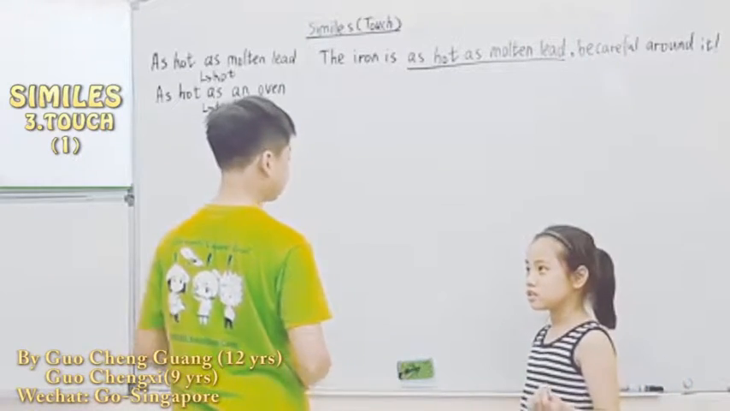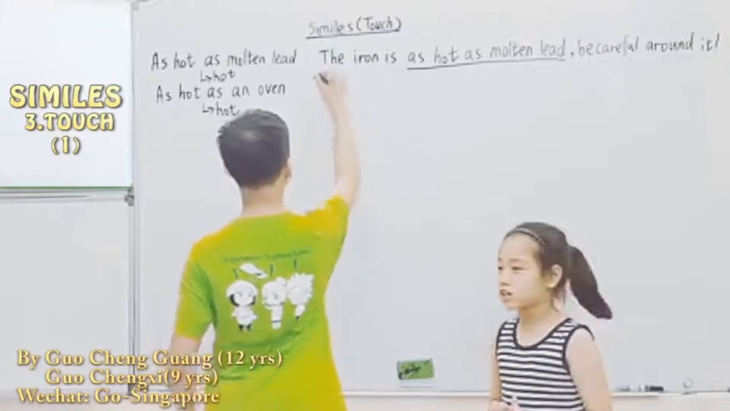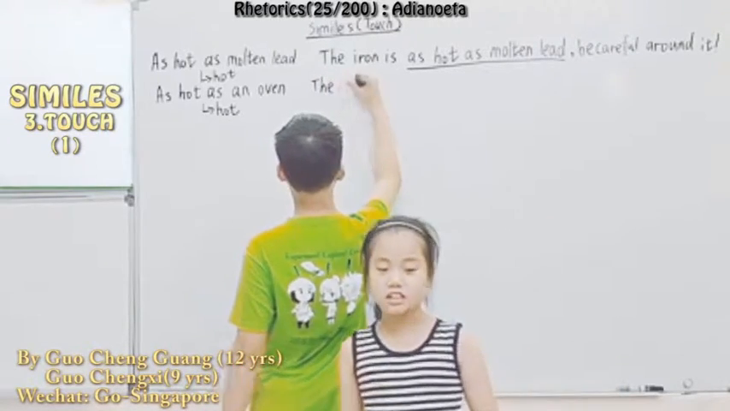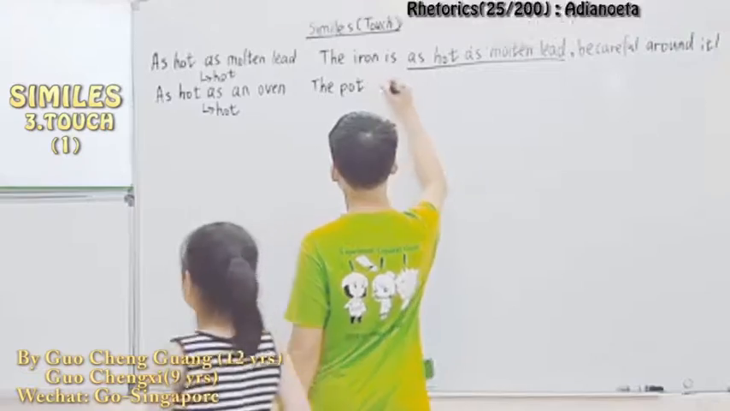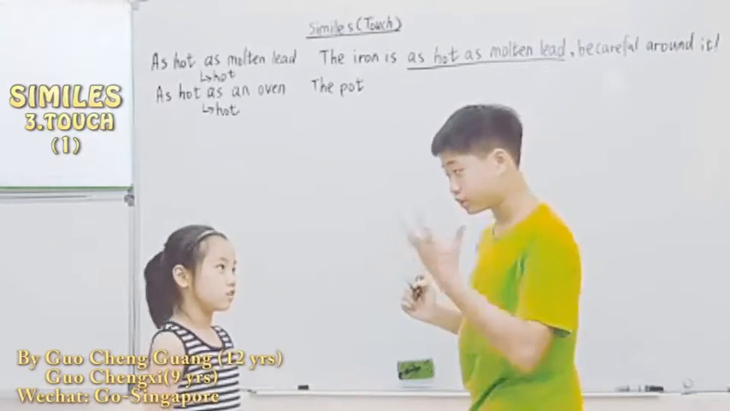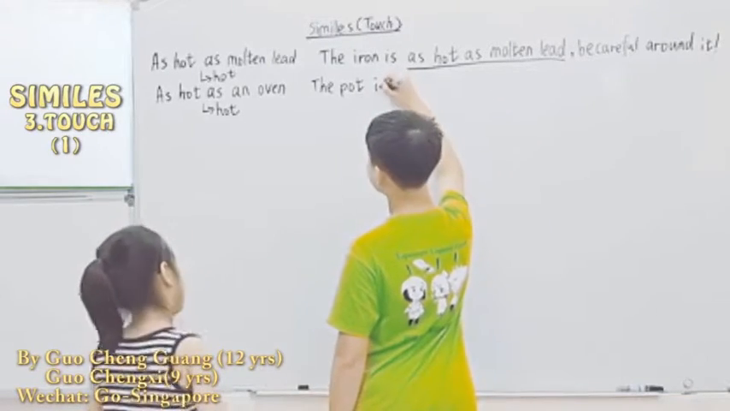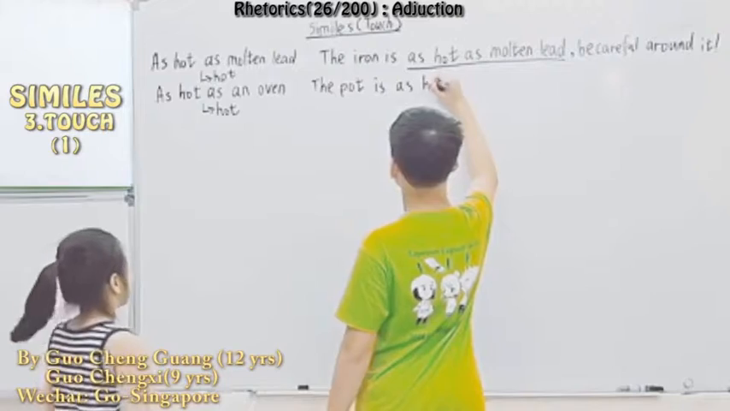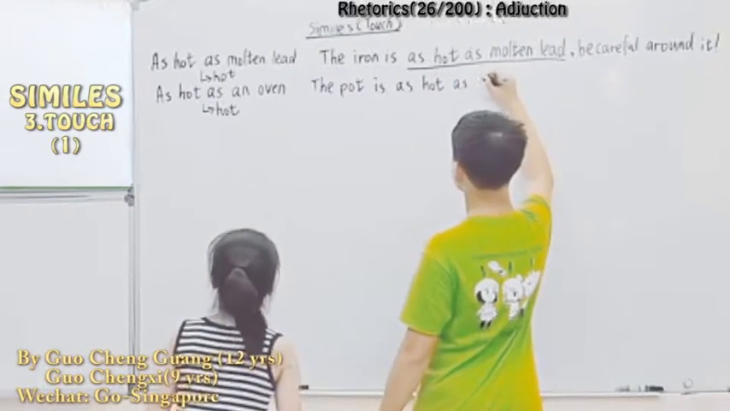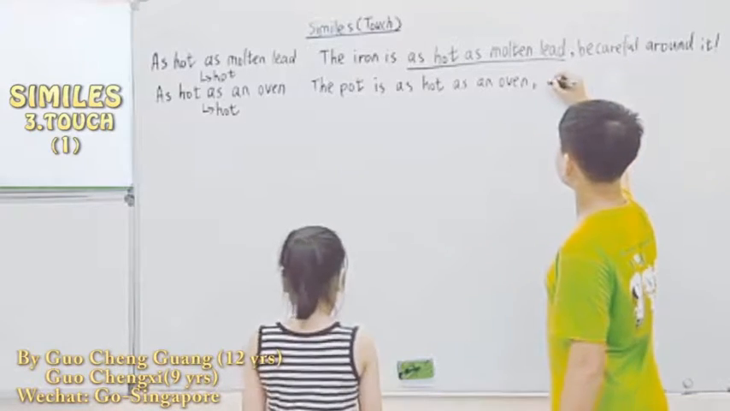The pot. The pot is very hot as it just cooked. It was on the stove for a long time, cooking food just now, right? So the pot is as hot as the oven.